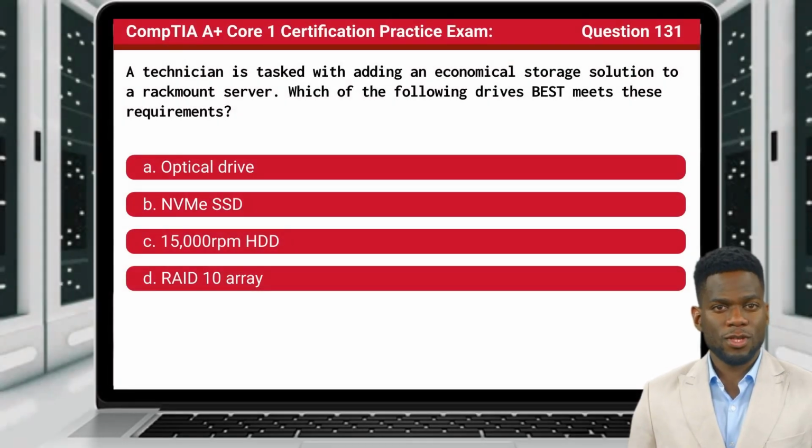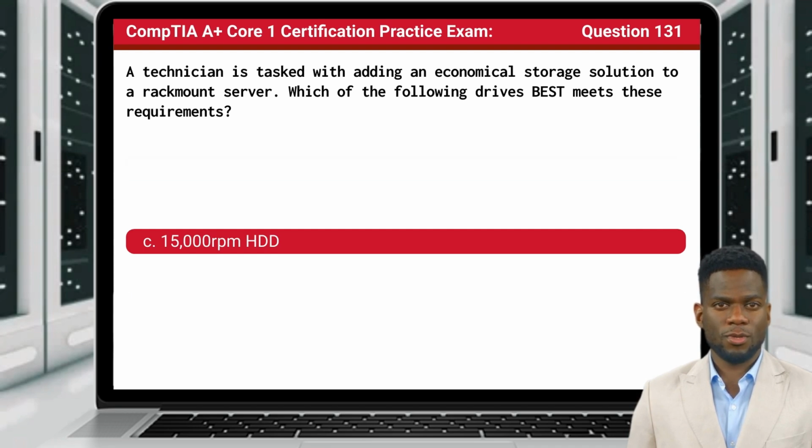Question 131. A technician is tasked with adding an economical storage solution to a rack-mount server. Which of the following drives best meets these requirements? The answer is C, 15,000 RPM HDD.